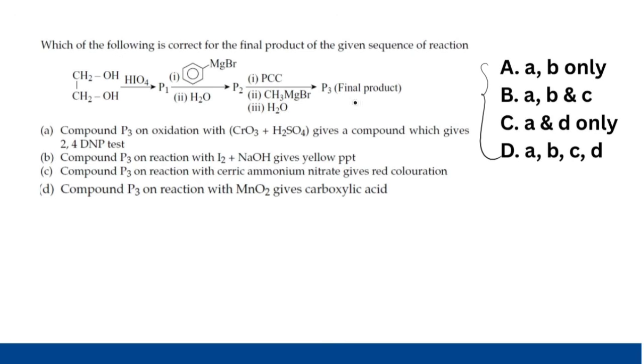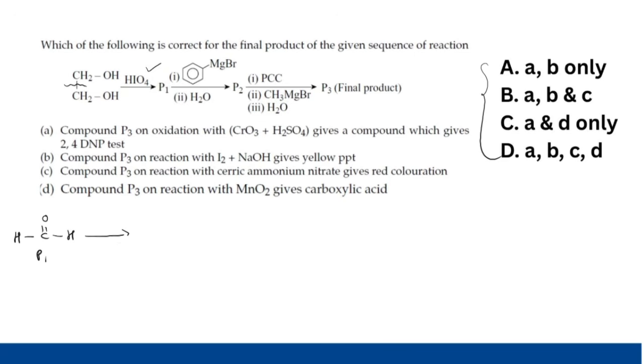First, let's find out what are the products formed in the reaction. Then we can verify the statements. The first reaction is oxidation of 1,2 diol. You can see that the HIO4 is an oxidizing reagent which will cleave the carbon-carbon bond and it will form the formaldehyde. So this will be our product P1.